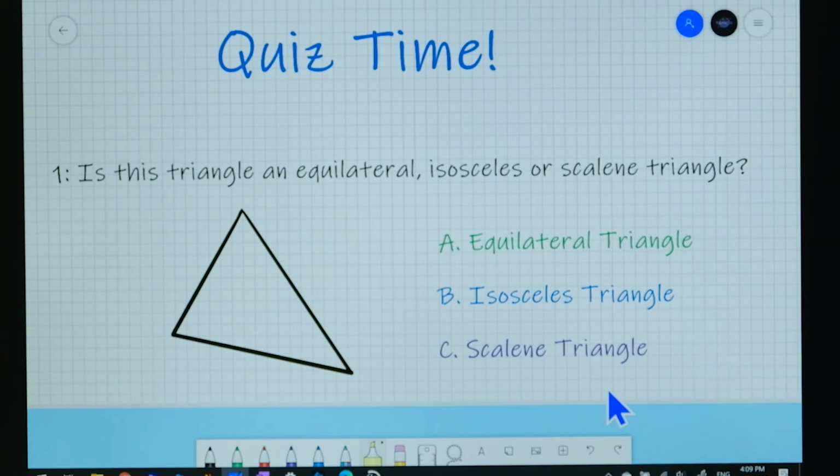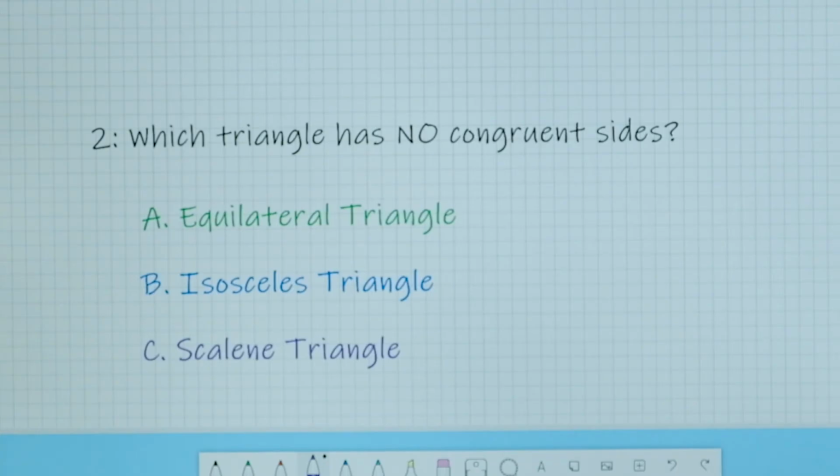Done. So the answer, there's only one answer, and the answer is, this is a scalene triangle. Why? Because once again, no side markings and no angle markings. It's just kind of like a plain triangle, meaning it's not equilateral and also it's not isosceles. So it's just scalene. So now we have this question.